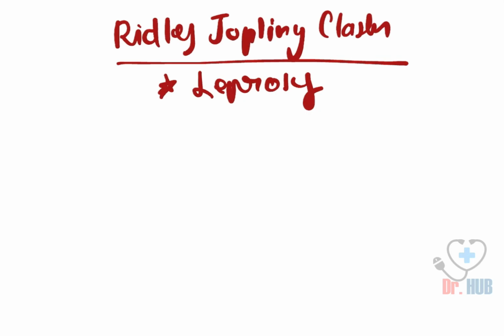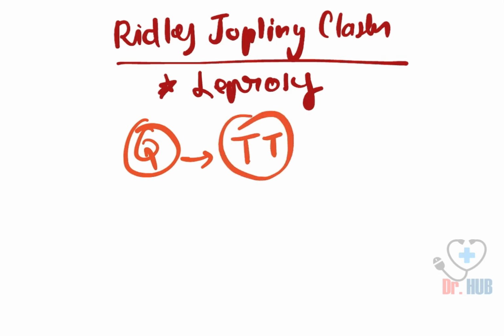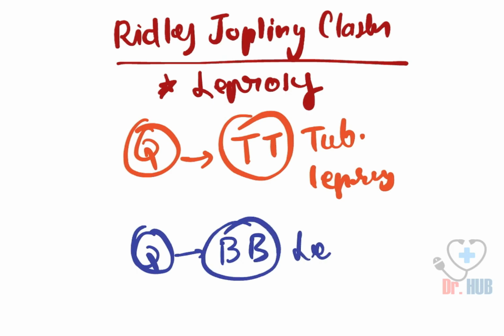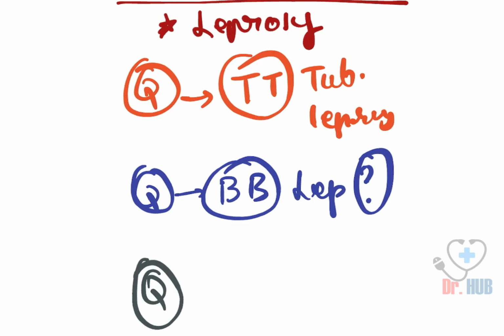So now we are going to see some questions. First question is, what are the characteristics of the TT, that is nothing but the tuberculoid leprosy? The next question is, what are the characteristics of the borderline type of leprosy? The last question will be, what are the characteristics of the lepromatous leprosy? So we'll find out these answers in this video.